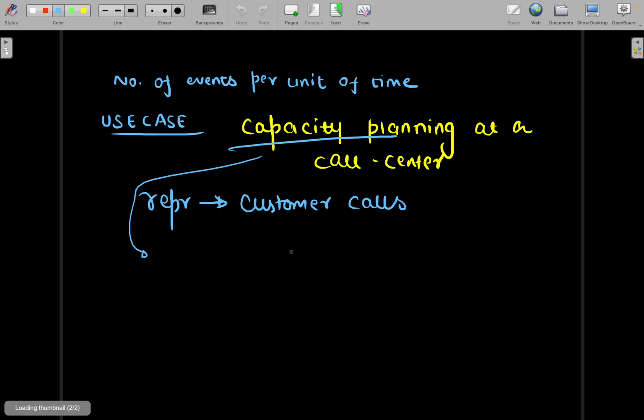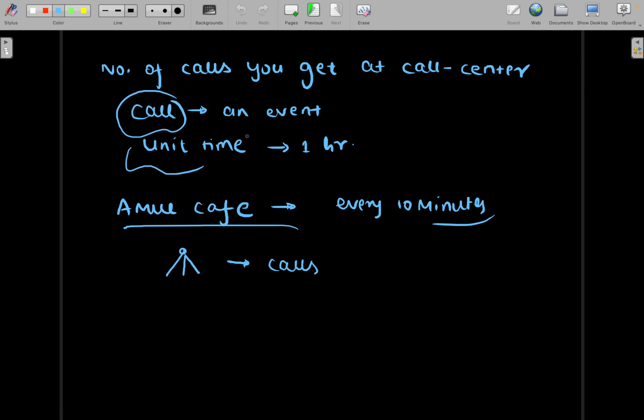We discussed the use cases, what capacity planning is, and the examples: the number of calls you get at a call center, how many customers are coming to an Amul cafe every 10 minutes, and how many calls arrive at a cell tower per unit time.